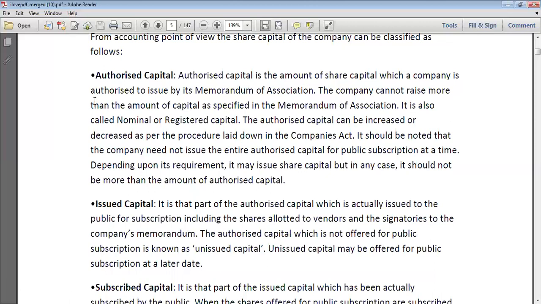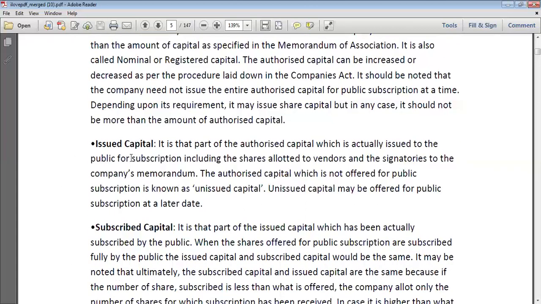The company cannot raise more than the amount of capital as specified in the memorandum of association. So basically, authorized share capital is the maximum amount of capital for which shares can be issued by a company. The maximum amount which a company can issue as share capital is known as authorized capital, and this maximum amount is always mentioned in the memorandum of association. Okay. Now, the second type of capital is issued capital. What do we understand by issued capital? Issued capital is that part of authorized capital which is actually issued to the public for subscription.